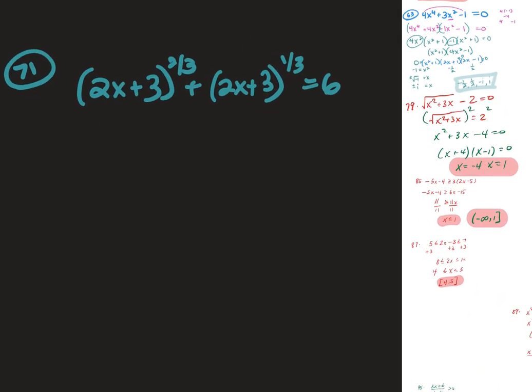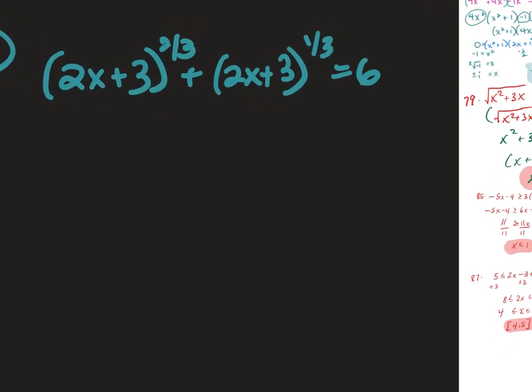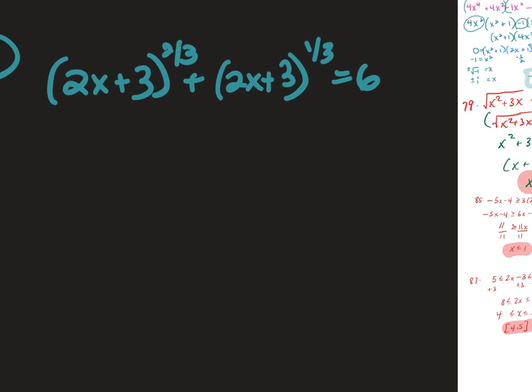All right, so first thing is if you see irrational exponents, this is when you're going to be able to substitute, but I would want everything on the same side first. So I'd get (2x + 3)^(2/3) + (2x + 3)^(1/3) - 6 = 0, because I'm going to substitute and then end up factoring.